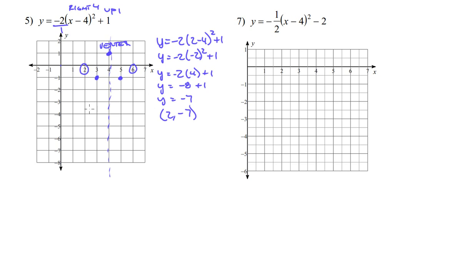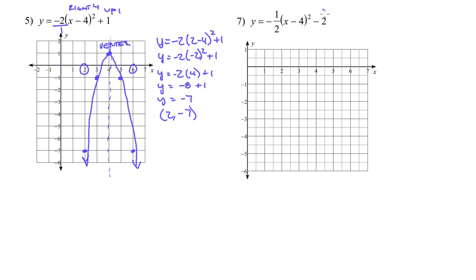So 2, -7. And then we could plug in 6, or we can simply just reflect it over this axis of symmetry. 2 units that way, so go 2 units the other direction from the axis of symmetry, and here's our graph. And I'm trying to go through those points. It just does not work so well. You get the idea. It's close enough. Okay, so that's 5.